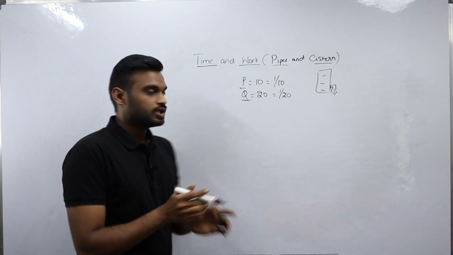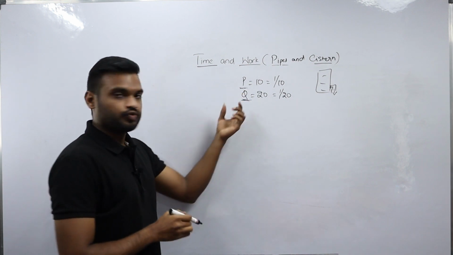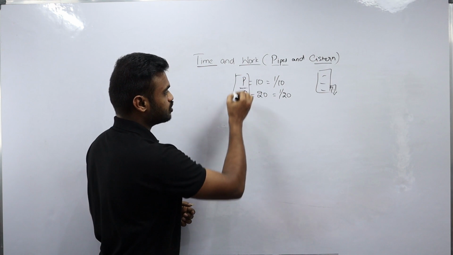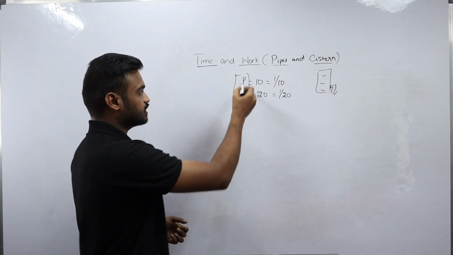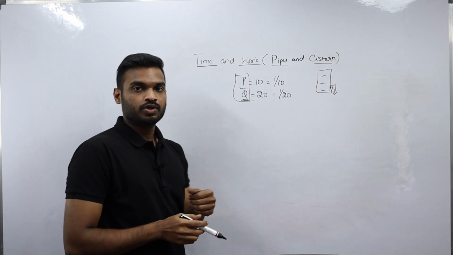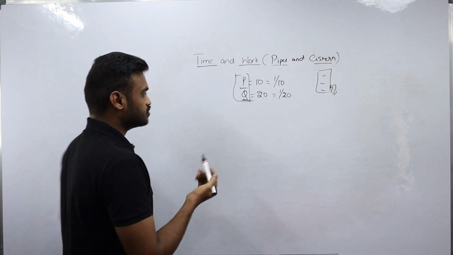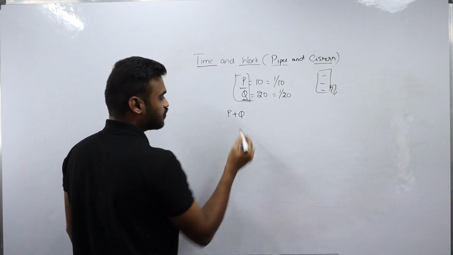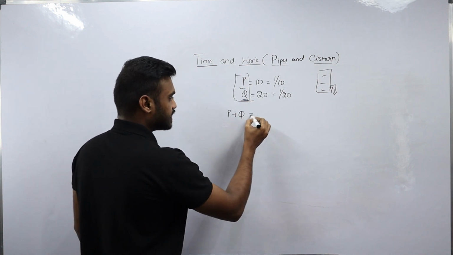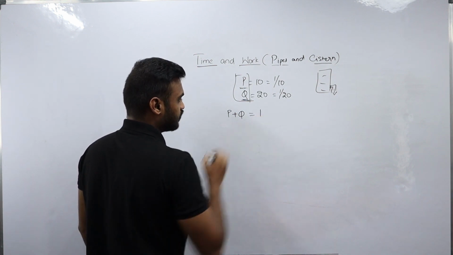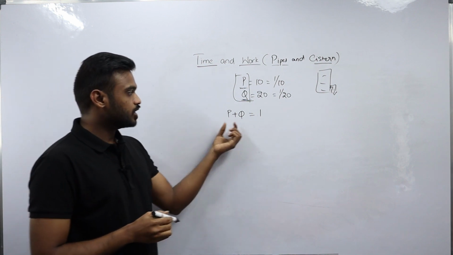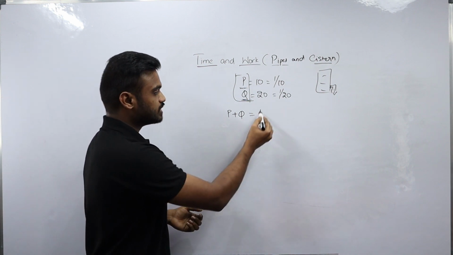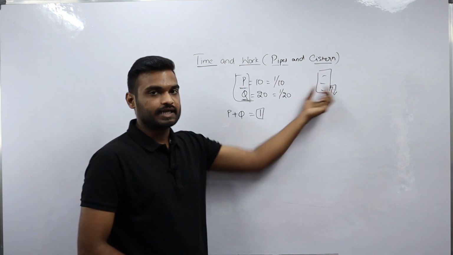In time and work, if two persons are working, we add both works together so that we can find the total time taken for them to complete the whole work. We are using the same method here. To fill the tank, P plus Q are working together to complete one part of work, that is filling the tank.